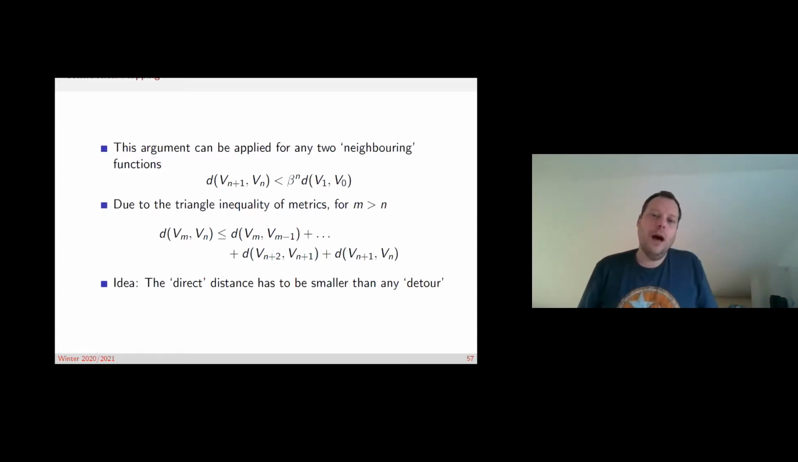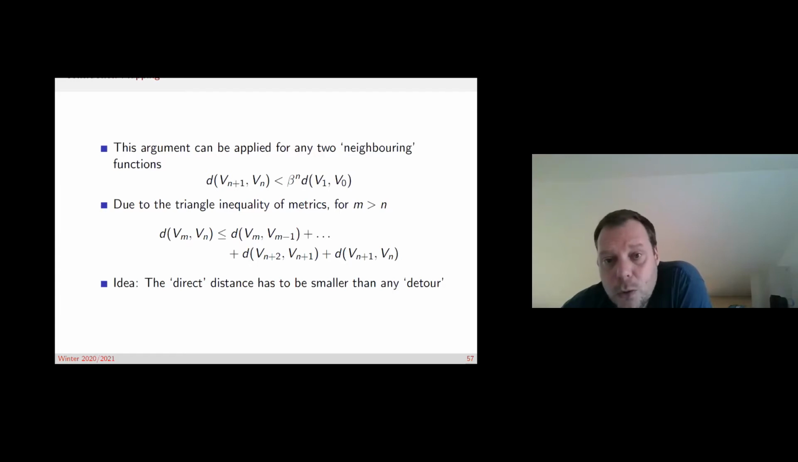the line, so if you applied this operator often enough on those two functions, and you measure the distance between two neighboring functions down the road and compare that, then you see that it's smaller than the initial distance by a factor beta to the power of n. Okay, because the distance declines over and over again. So these are neighboring functions.